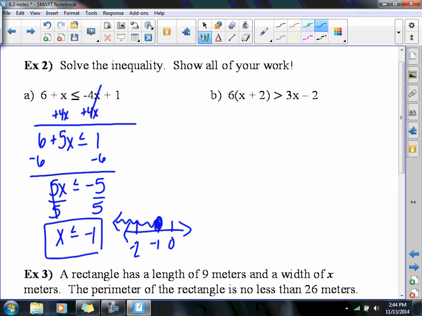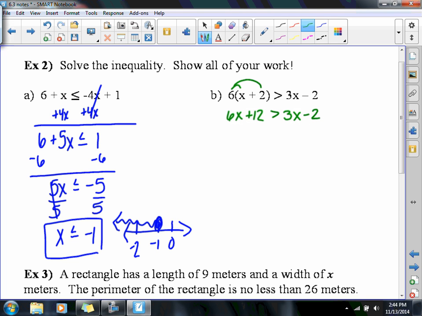Okay, for part B, we do have some parentheses here, and we have a 6 out front that's being distributed. So I do want to distribute that. So I'll have 6x plus 12, and then I have 3x minus 2. Now on the left side of my equation, I don't have any like terms to combine, and on the right side, I don't have any like terms to combine.